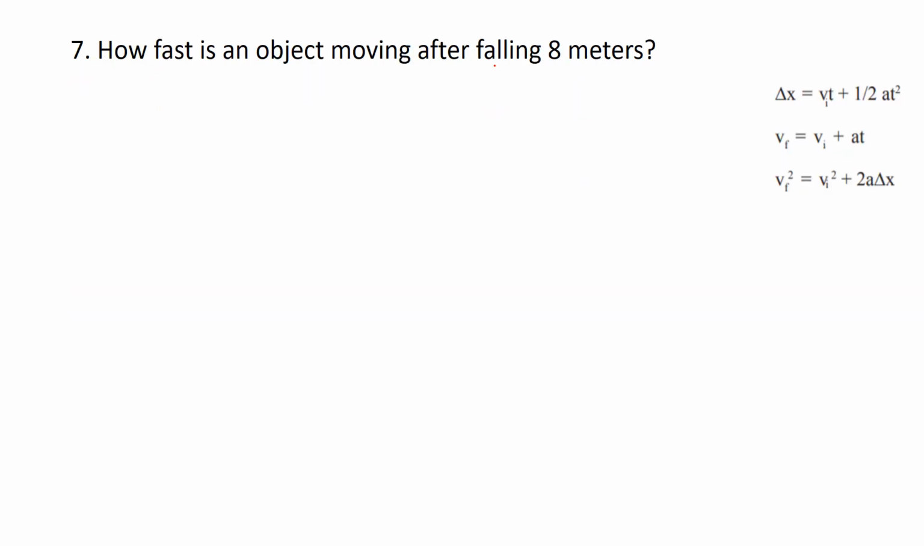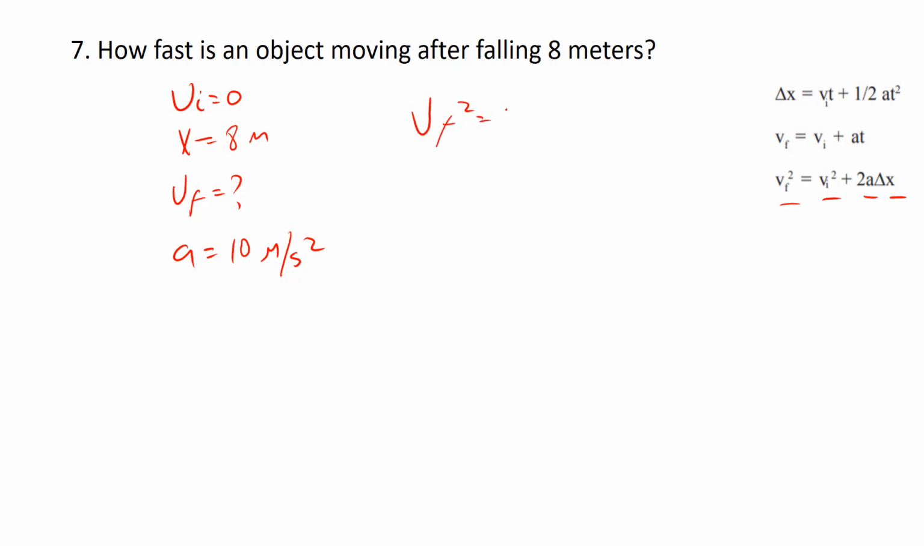How fast is an object moving after falling 8 meters? Okay, so any object starting from rest, falling a distance of 8 meters, VF equals question mark, A equals 10 meters per second squared. So you're falling from rest. What has VI, X, VF, and A in it? VI, VF, A, and X right there. So VF squared equals VI squared plus 2AX. So VF squared equals VI, which is 0 squared, plus 2 times 10 times 8.